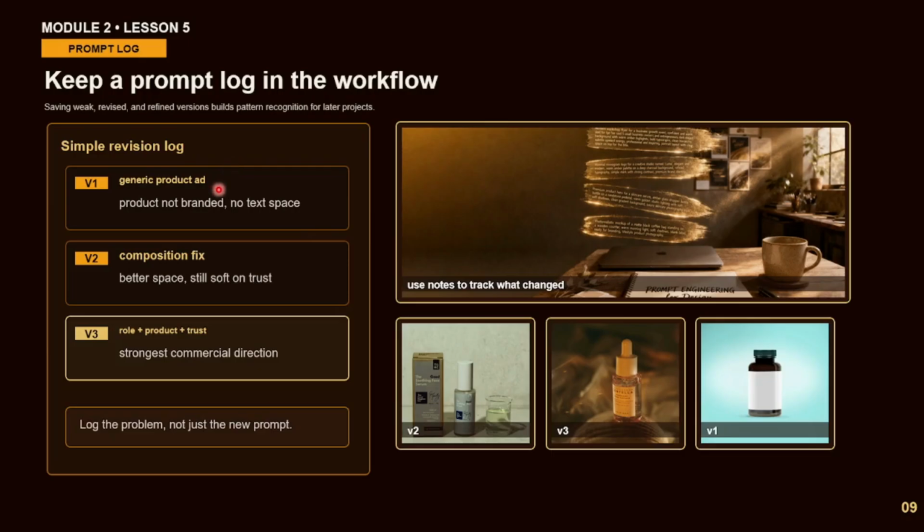Generic product ad, product not branded, no text-safe space for our version 1, right? These are the logs that we've come out with, or the things we noted, which led to our refinement phase. Composition phase in version 2: better space, still soft on trust. Role plus product plus trust. Right, version 3 now encompasses everything. The strongest commercial direction.